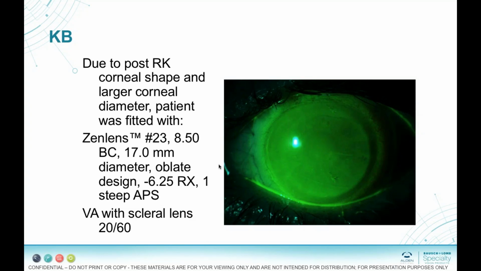So in her case, it seemed most applicable to use a standard Zen lens design with a reverse geometry or oblate shape in the larger 17mm diameter. So eventually she was fitted with lens number 23 and 8.5 base curve, 17mm diameter, oblate design. Prescription was -6.25 with a steep one-step peripheral curve system, which we just decided after evaluating the lens that it looked a little loose around the periphery, and we decided to steepen it up slightly. Immediately with the lens on, her vision improved to 20/60 at the time of the fitting.